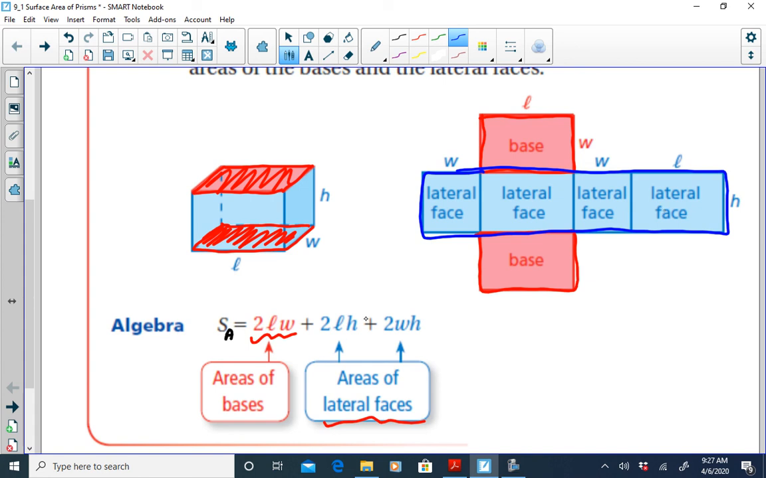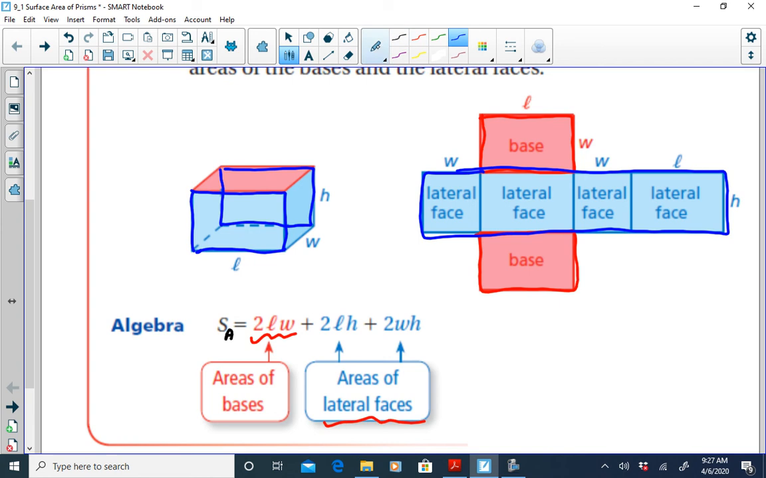Now for the lateral area, let me erase this here so we can see this a little clearer. For the lateral area, we have 2 times length times height. Well, here's the length, here's the height. So we're talking about this face here and the opposite side, that face there. So 2 times the length times height. Here's the length times height; that's going to give you the area of this front face, but then we also have the area of that back face there. So it's length times height and length times height, 2 times the length times height.